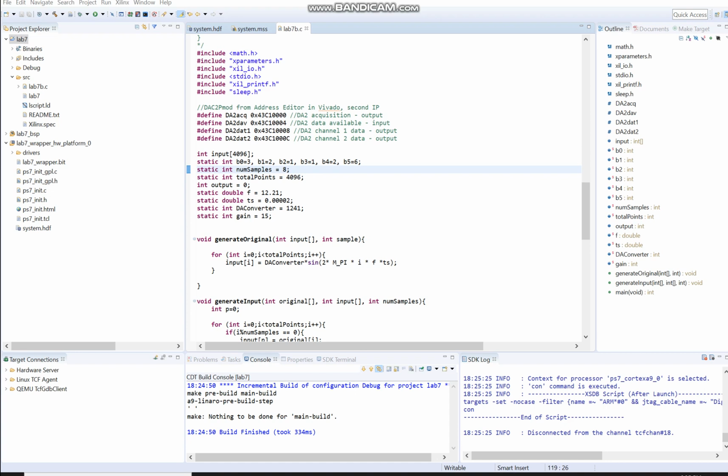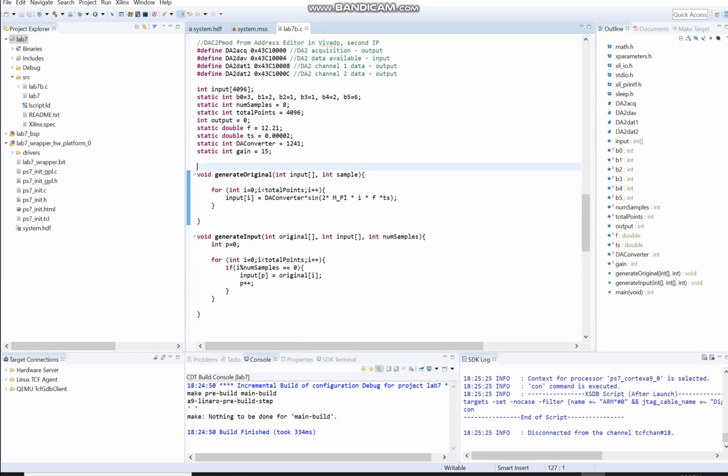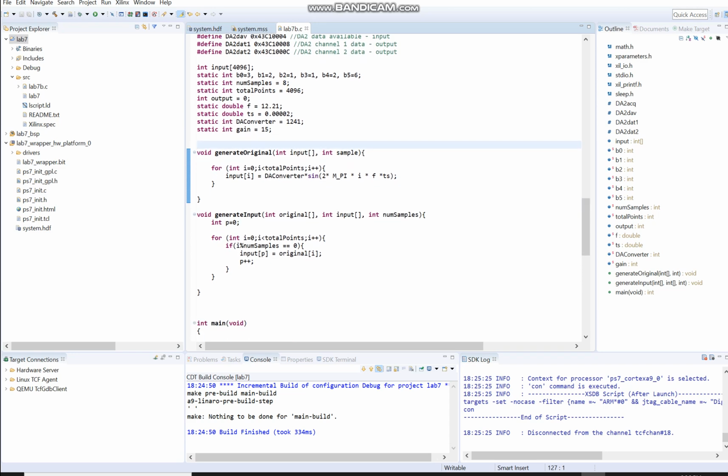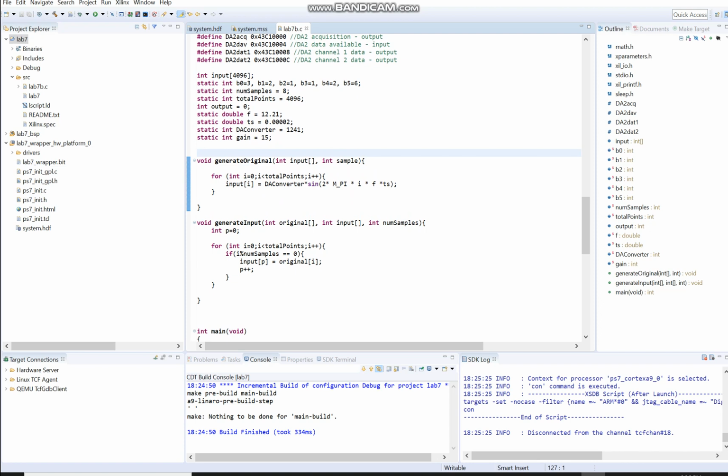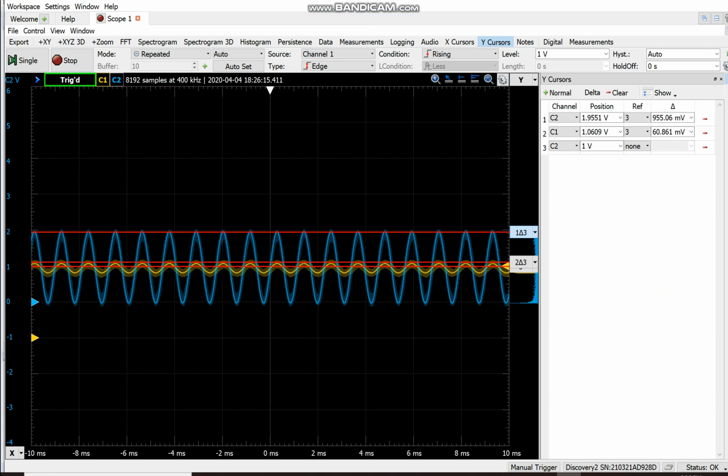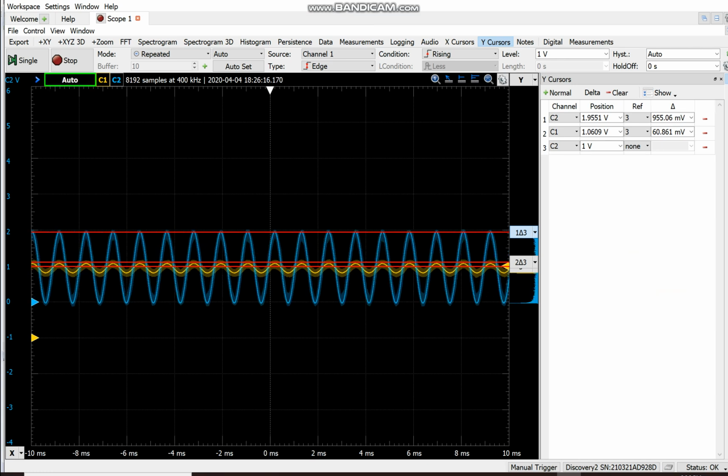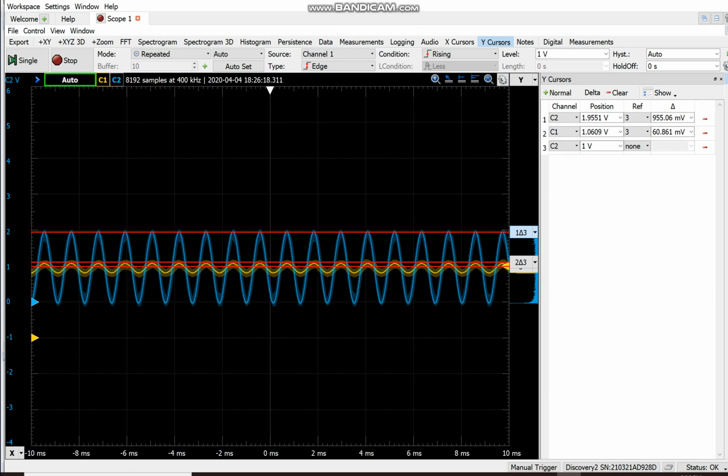Finally, I have increased the number of samples to 8 in SDK, so now we're taking every 8th sample. So now in waveforms you can see that again the frequency is increased. So that is the demo for Lab 7.